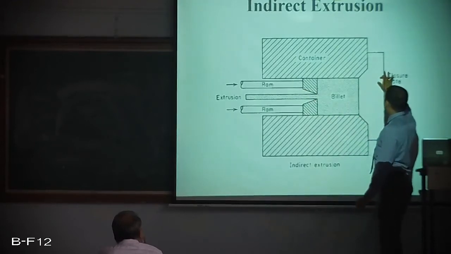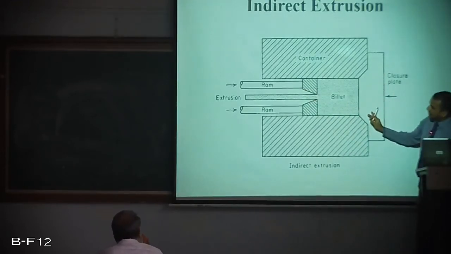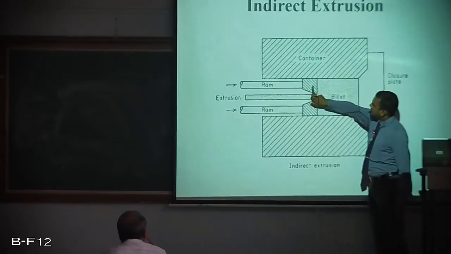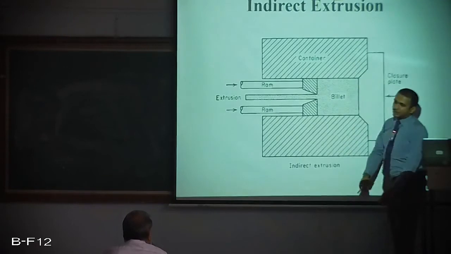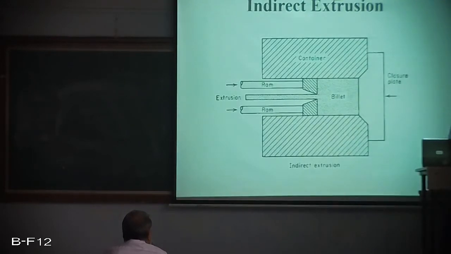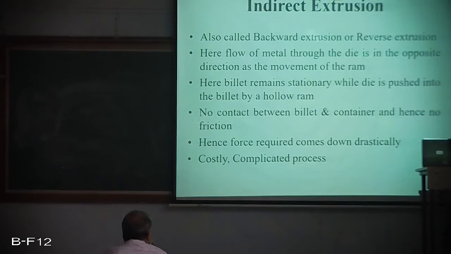You can see on the other side we have a closure plate. This is the die opening. The ram itself is holding the die, and this is the container in which your billet is held. So it is also called backward extrusion or reverse extrusion.